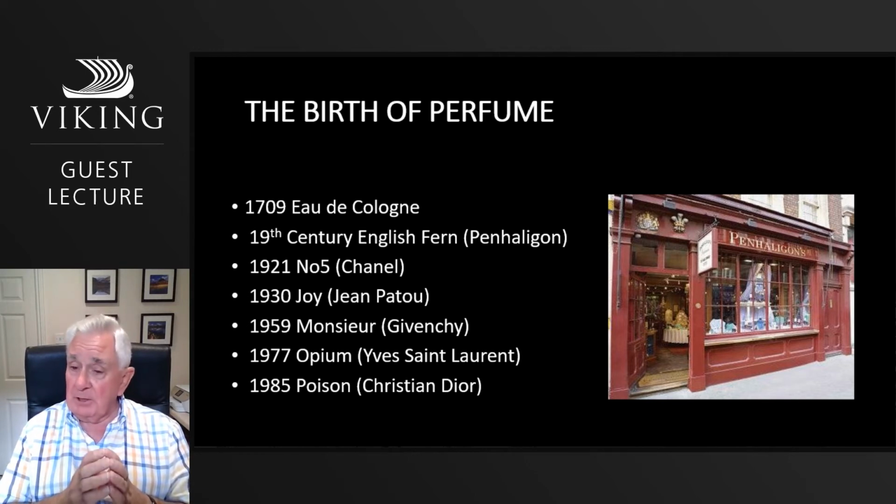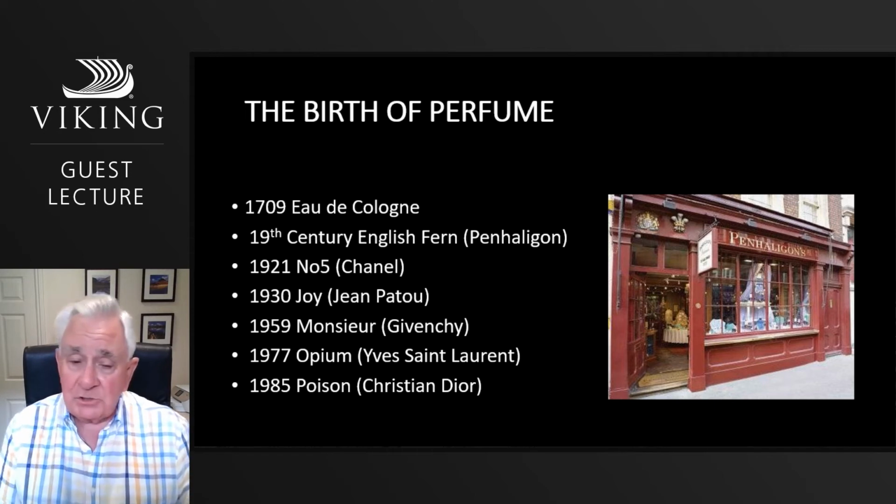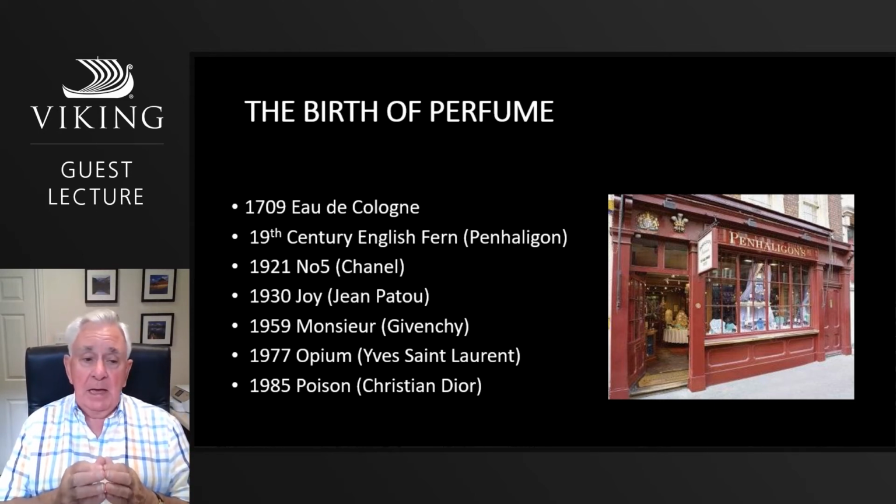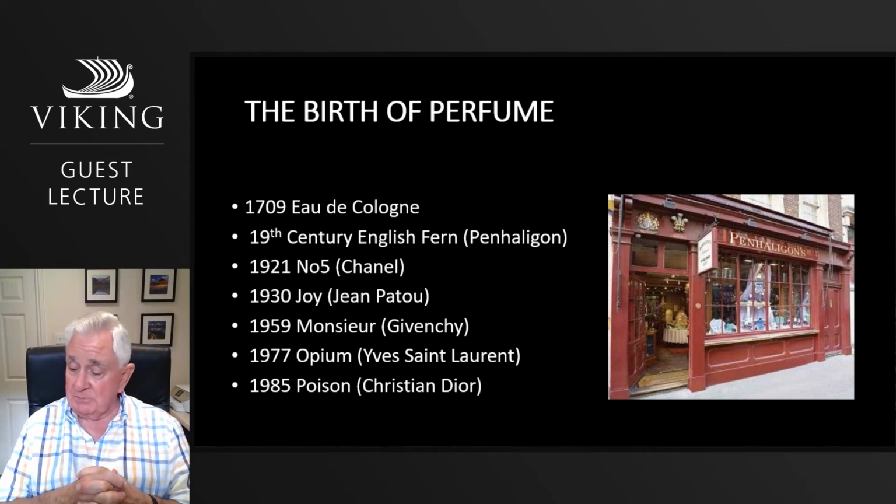The next big development came in England, what was called English fern. In actual fact, it was developed by this company called Penhaligon's, and it's based on lavender. Absolutely everything they have is lavender based. You either love it or you hate it. And then starting in the 20th century, there's some famous brands of perfume there. Number 5, still going strong today, Joy, Monsieur, Opium, Poison, and so on.